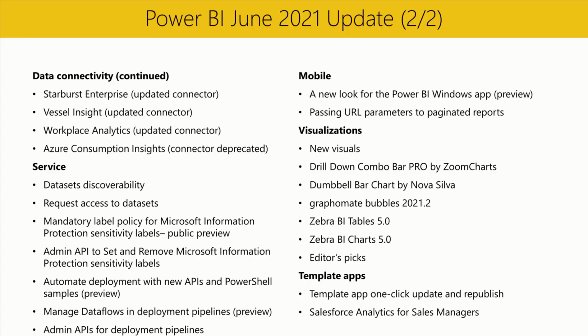Mobile apps also now support passing parameters to paginated reports via URL. Passing parameters via the report URL automatically sets the report parameters to those values.